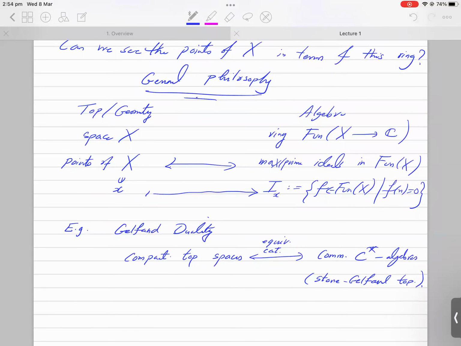I remember being totally blown away by this when I first saw it. Now that I look back, it's essentially the starting point of modern algebraic geometry. Somehow for me, this is telling me that I can understand points, and sometimes even topology, from the ring of functions. Any questions about this?